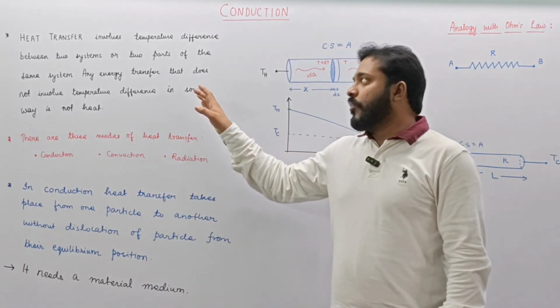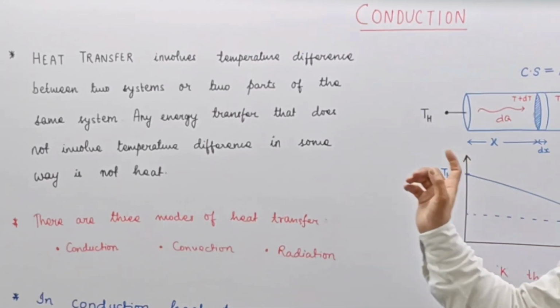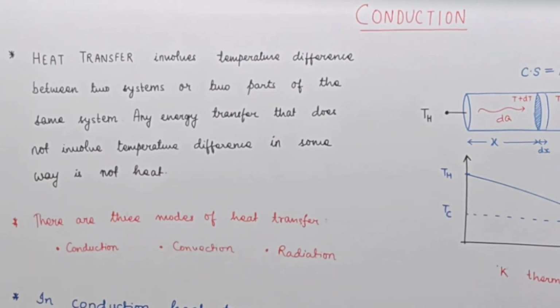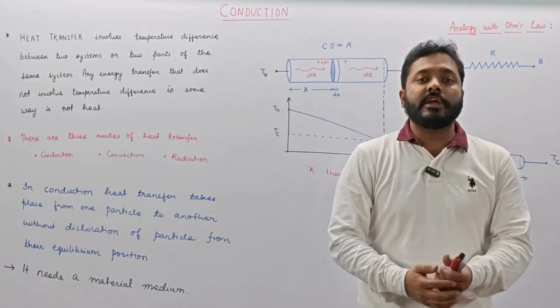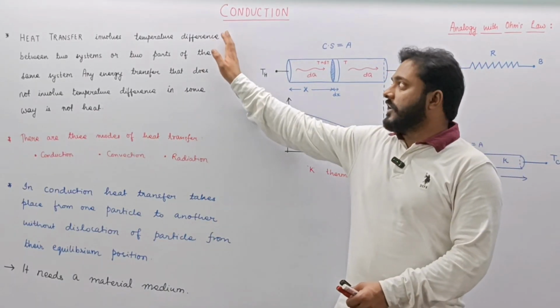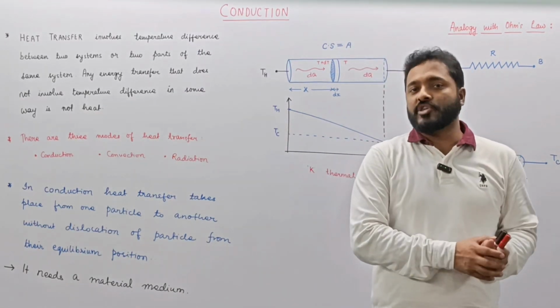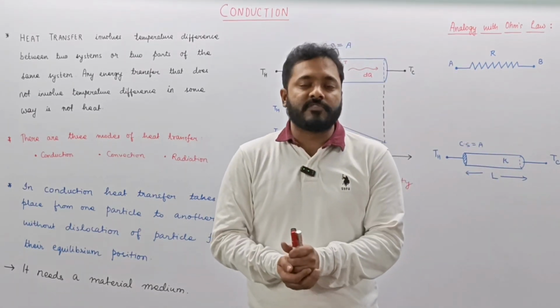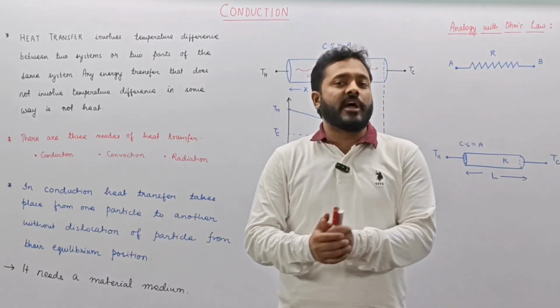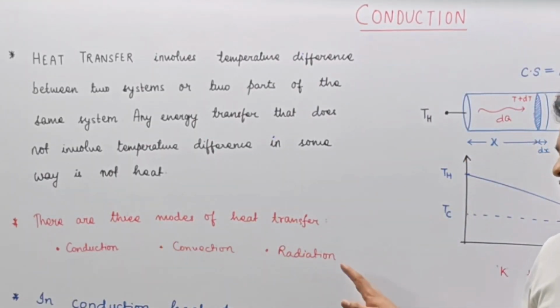So this is what the opening line means, that heat transfer involves temperature difference between two systems or two parts of the same system. Any energy transfer that does not involve temperature difference in some way is not heat. Now, once we understand that for heat transfer to take place, there must be a temperature difference, we can categorize the modes in which heat transfer takes place. So heat can be transferred in three different ways: conduction, convection and radiation.